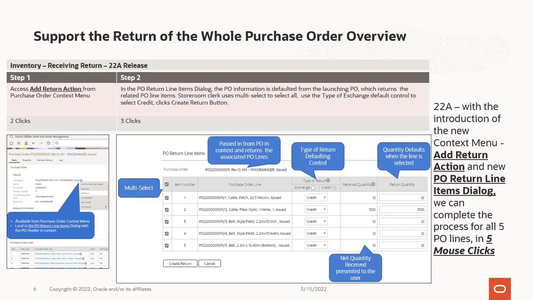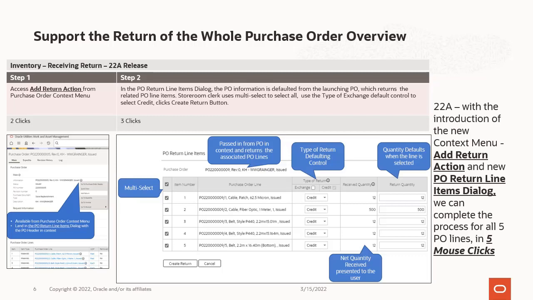With all of this functionality in our new PO return line item dialog, the storeroom clerk can select all of the lines, specify that they'll all be returned for credit, and create the return transaction in 3 clicks. So adding up all of our clicks, we've gone from 40 clicks prior to 22A down to 5 clicks in 22A. It's a huge time and headache saver.